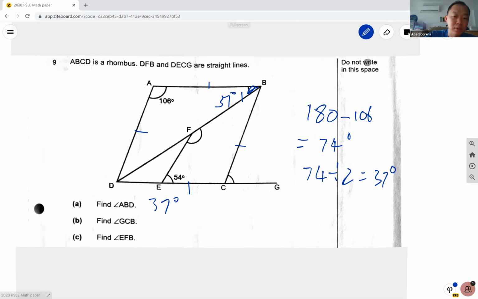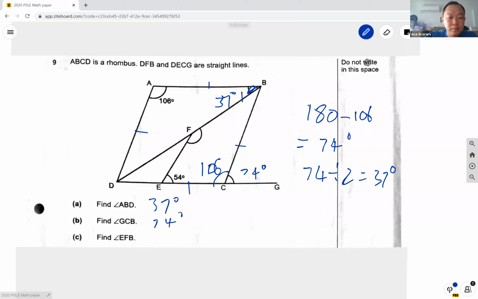GCB. So GCB is here. This is just 54. Wait, no, it's not 54 here. Careless. I thought it's parallel. Okay, to find this one, GCB, I must find this angle. So this angle is 106. So GCB is 74 degrees. Okay, so this is 74.